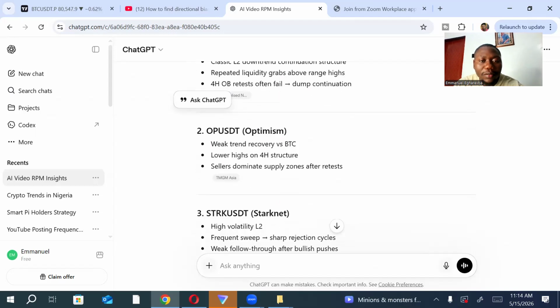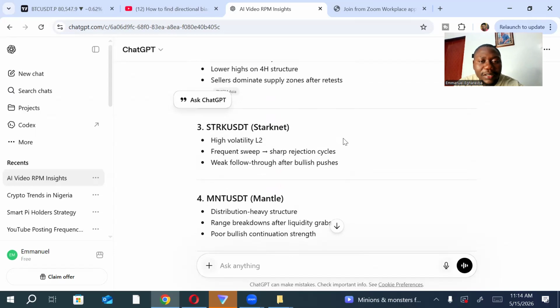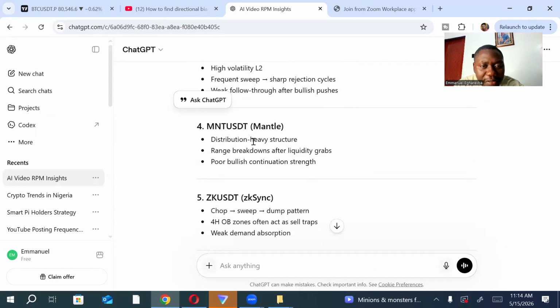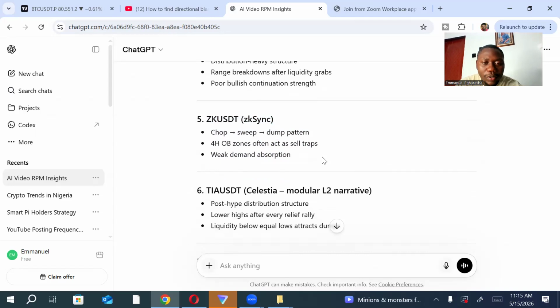Now let's go down. OP says the same thing. STRK says the same thing. MNT says the same thing. ZK, yes, look at this. ZK USDT. It says chop sweep dump pattern. Chop sweep dump pattern. So this is a recurrent thing. It says 4-hour OB zones often act as sell traps. Weak demand absorption. Right? So let's see TR.